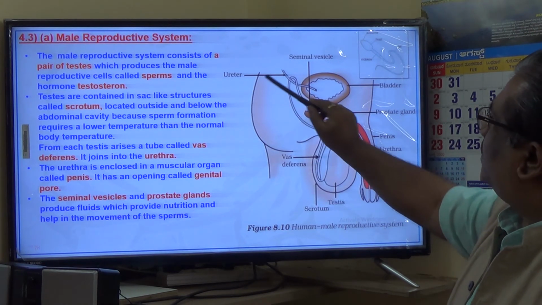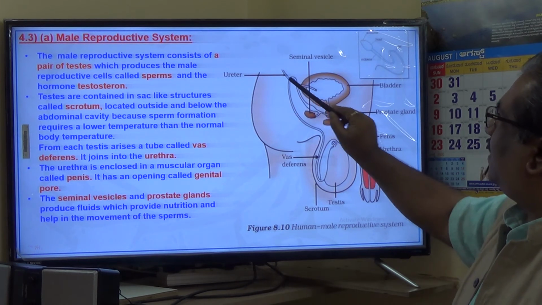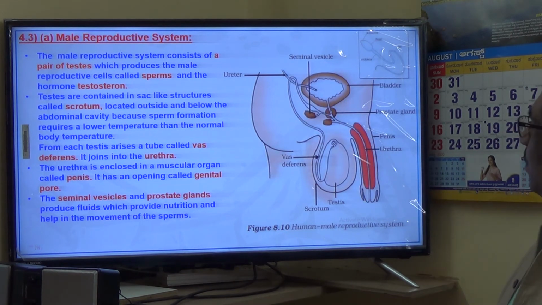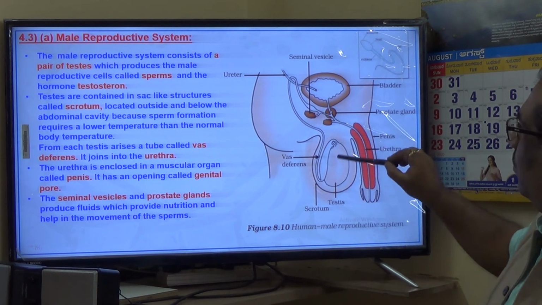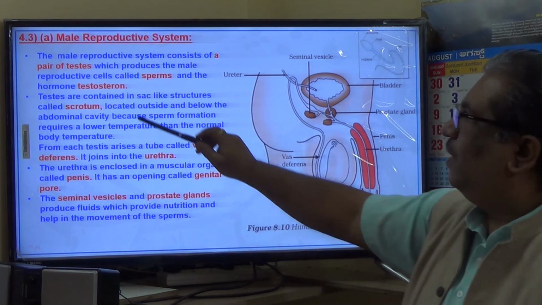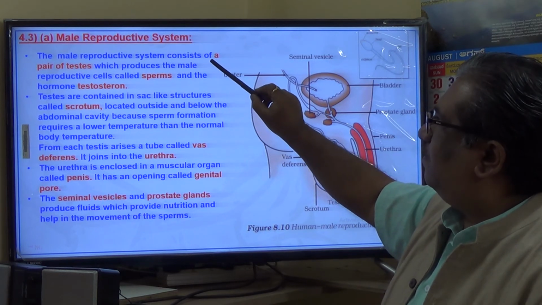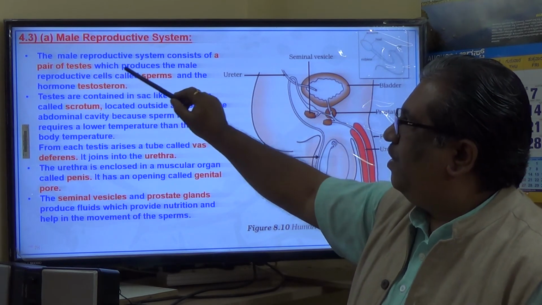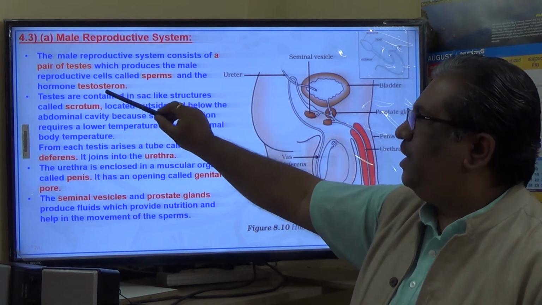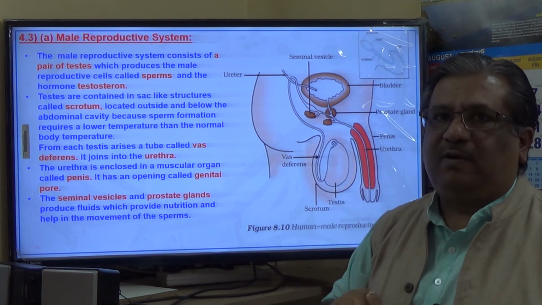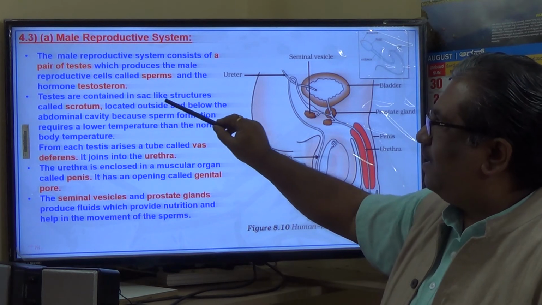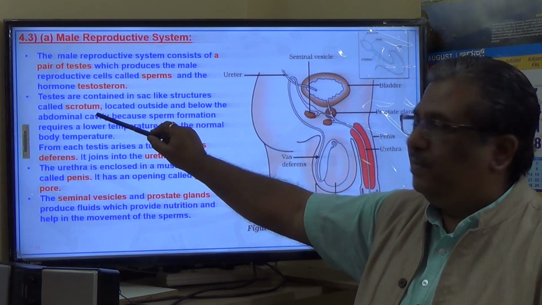And ureters over here are connected to the bladder, through which the urine comes from the kidneys basically. So what are the parts we have gone through? Let us study a little description about this one. The male reproductive system consists of a pair of testes which produces male reproductive cells called sperms, and also produces hormones called testosterone. Testes are contained in a sac-like structure called scrotum.